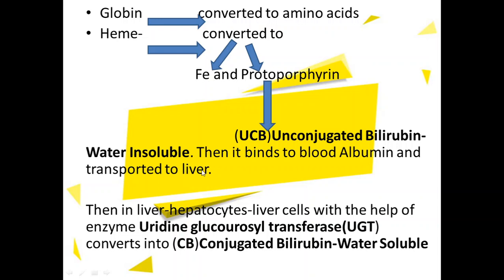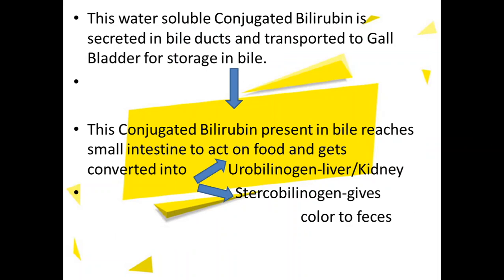So now liver is the organ which received this unconjugated bilirubin. From blood, it has gone to liver. Now liver cells, that is your hepatocytes, convert this unconjugated bilirubin, which is water insoluble, into conjugated bilirubin, which is water soluble, with the help of an enzyme called uridine glucuronosyl transferase. Okay. Now we have got water soluble conjugated bilirubin.